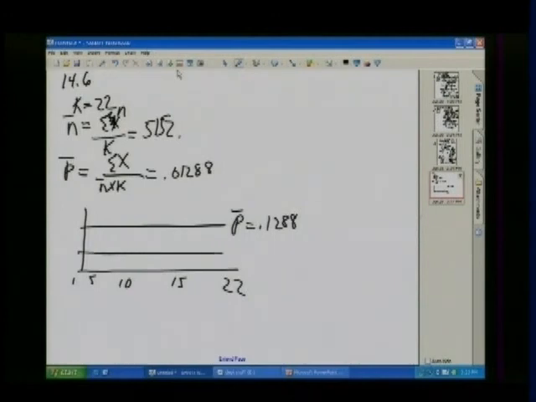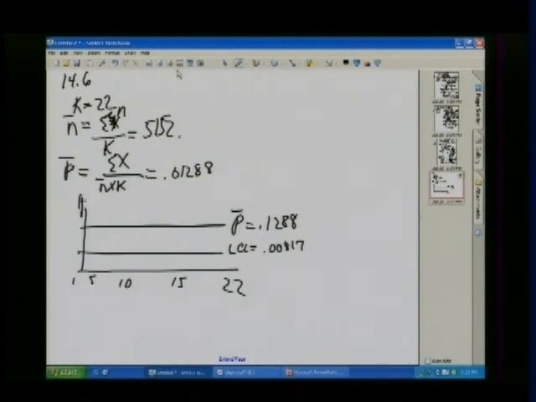Remember, the formula is found on page 512 in your book. I'm going to take 3 times the square root of P bar times 1 minus P bar over N bar to find the value that determines my upper and lower limits. Okay, when I work out those limits, what I should come up with is 0.00817 as my lower limit, that's my lower control limit.